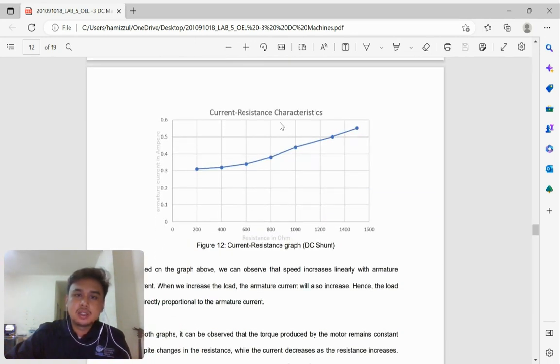And for the current characteristic, for the DC shunt, we can observe that speed increases linearly with armature current. When we increase the load, the armature current will also increase. Hence, the load is directly proportional to the armature current.